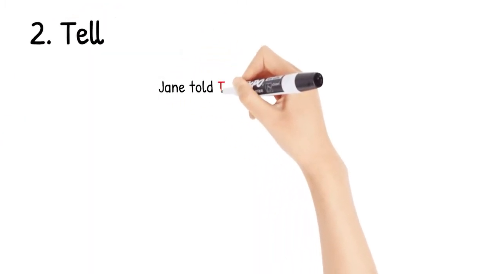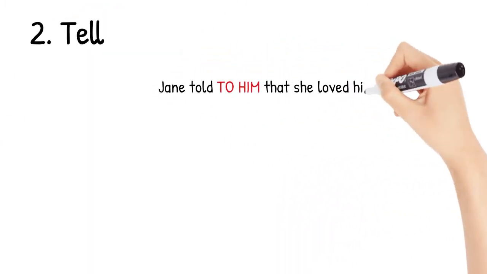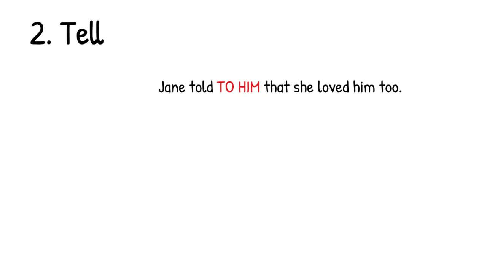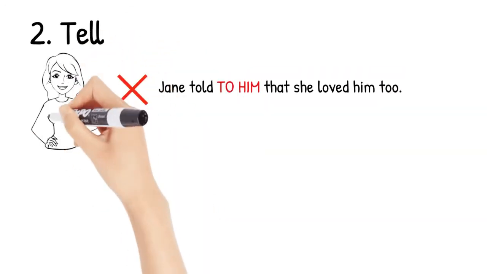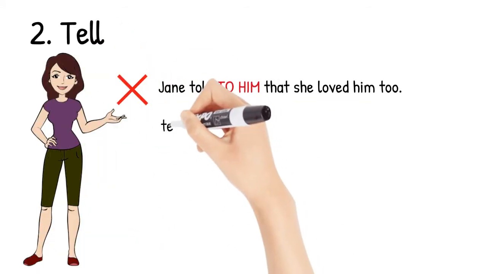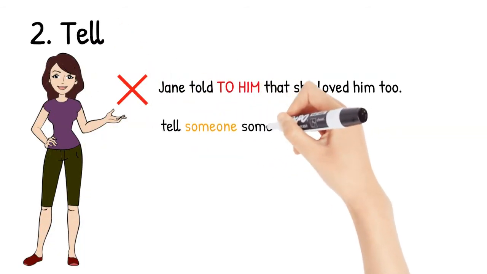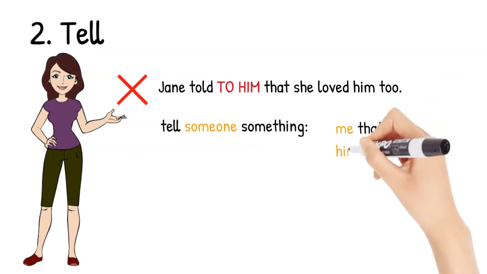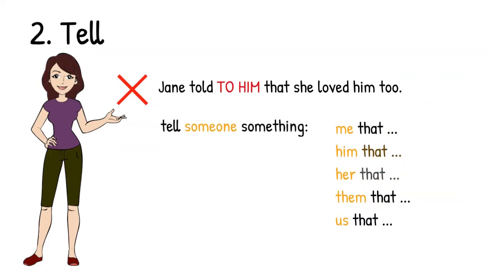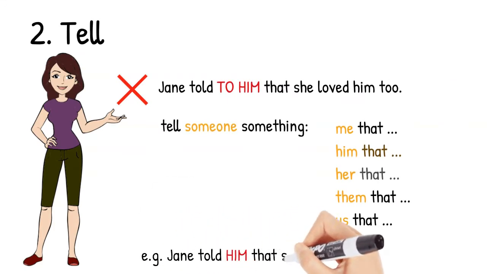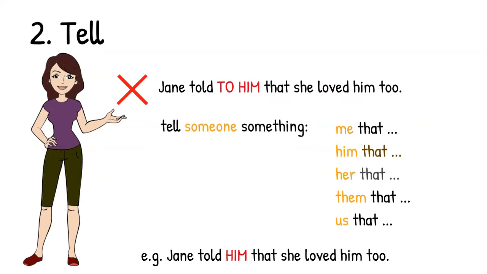Let's look at this next sentence and you tell me if it's correct. Jane told to him that she loved him too. No, it is not correct because there's the "to him." It doesn't work grammatically. Tell, the structure is "tell someone something." Tell me that, tell him that, tell her that, tell them that, tell us that. For example, Jane told him that she loved him too is the correct way to say that.